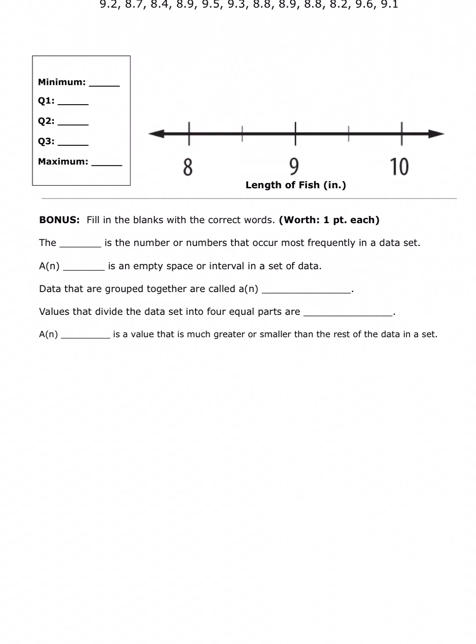Bonus. Fill in the blanks with the correct words. The blank is the number or numbers that occur most frequently in a data set. A blank is an empty space or interval in a set of data.